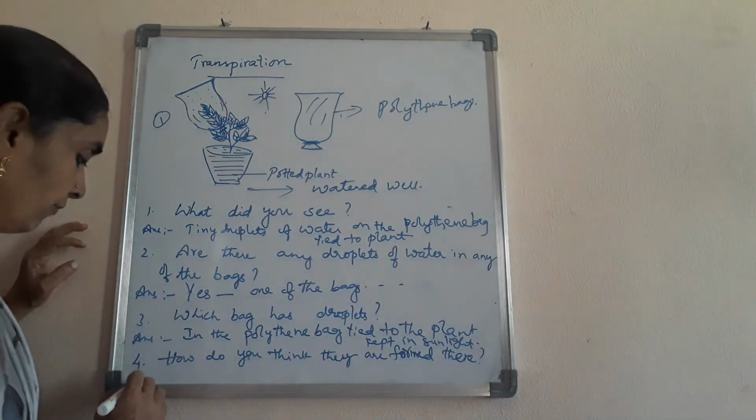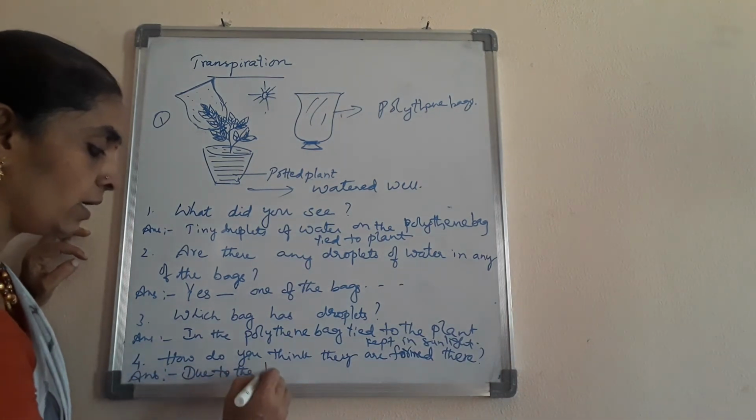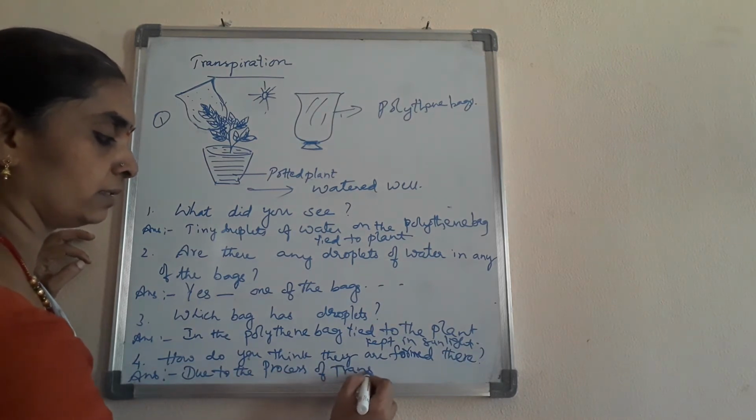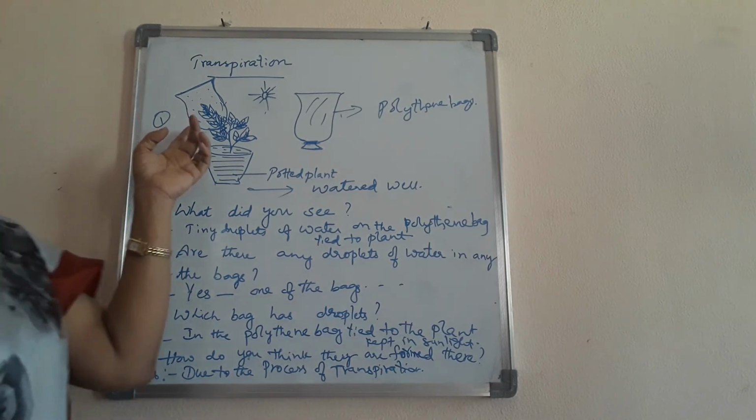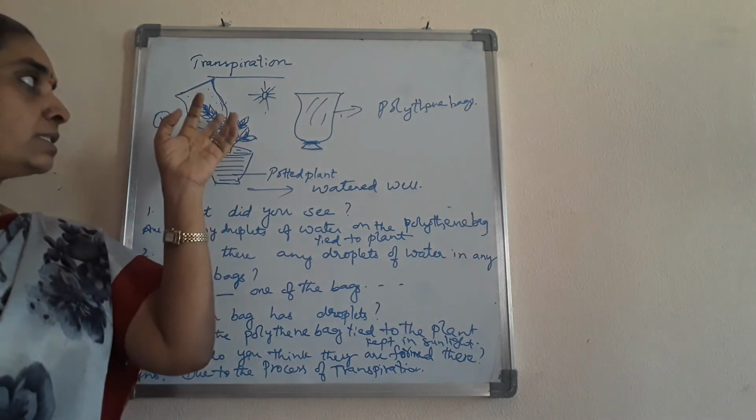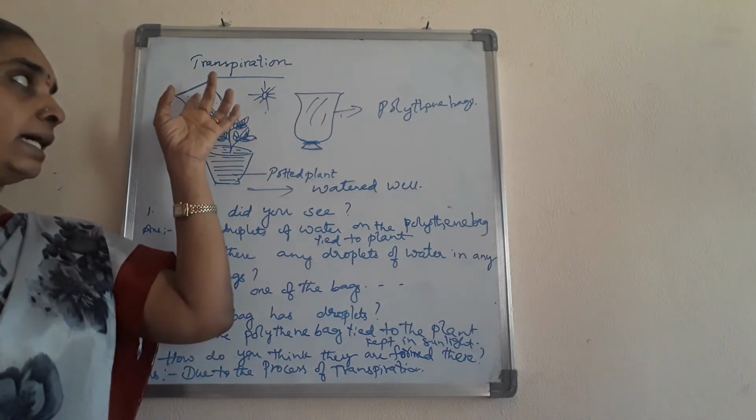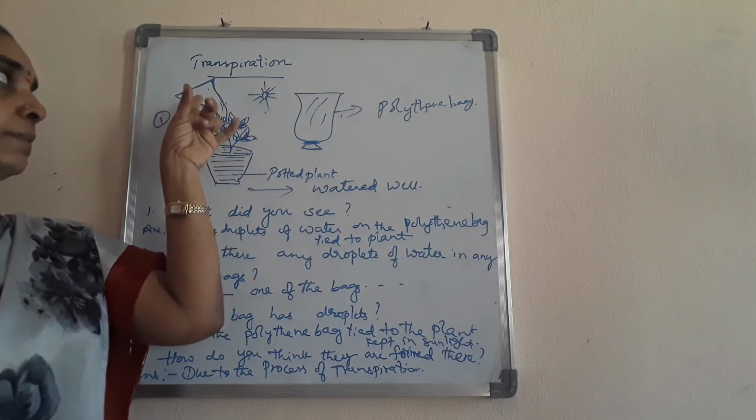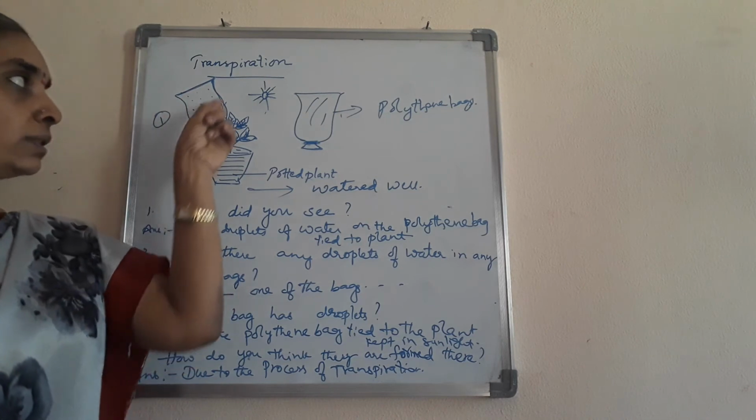Due to the process of transpiration. Okay, so due to the condensation, the water droplets are being condensed and seen as water droplets. The release of water from the plants takes place and they condense due to the outside temperature and become tiny droplets of water. Is it clear? Inside the polythene cover.